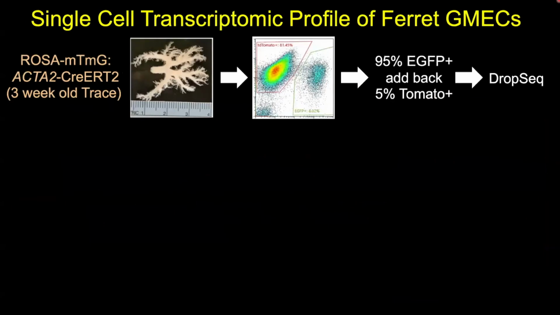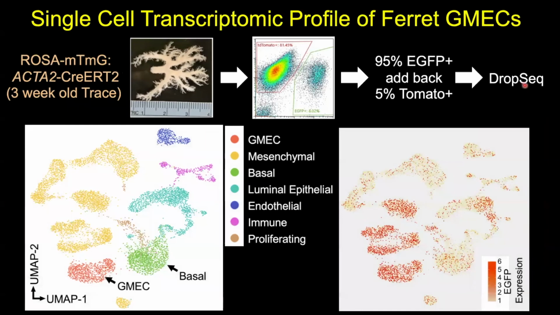In collaboration with the Tata lab at Duke, we've been evaluating the phenotype of these glandular myoepithelial stem cells in lineage traced animals, in this case 3 weeks of age. We FACS sorted green cells from these dissected airways, added back tomato cells, and performed single cell sequencing using Drop-seq. As you can see, there are a number of specific cell types, glandular myoepithelial cells and basal cells falling out here, both expressing GFP, as well as the mesenchymal components, which likely include muscle as well as vascular smooth muscle.